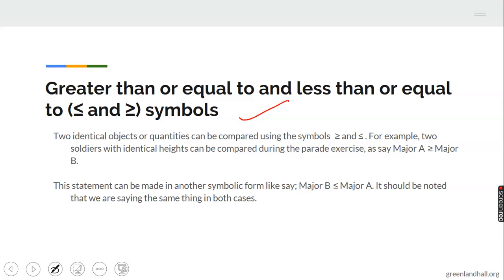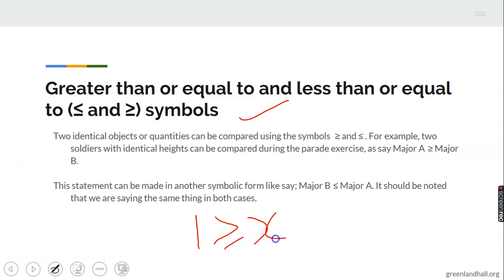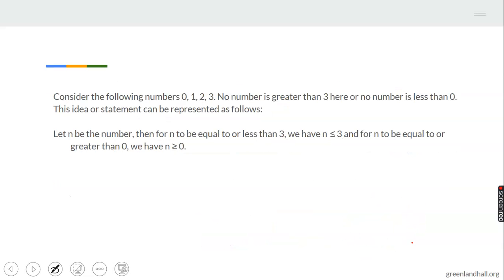So if I'm saying 1 is greater or equal to 0, I'm just using this for an instance. Okay, 1 is greater or equal to 0. Okay, let me just say an unknown. Let's say x. Okay, 1 is greater or equal to x. This simply means that x is less than or equal to what? 1. That is the meaning. It's the same thing.